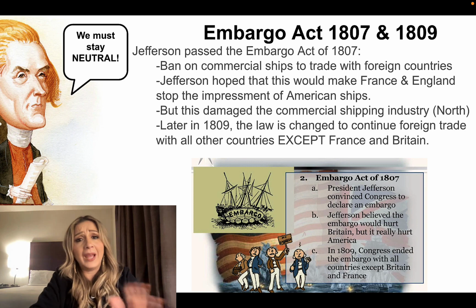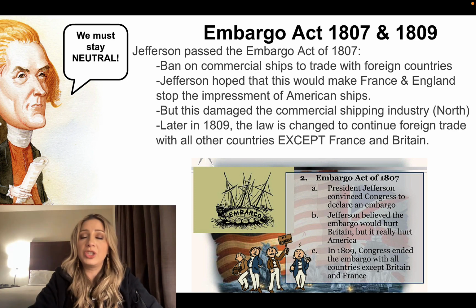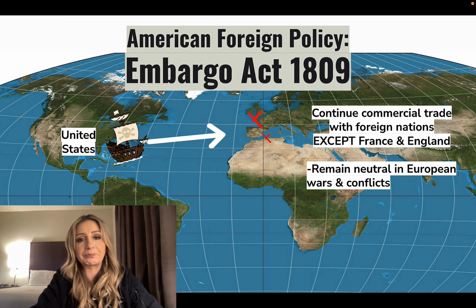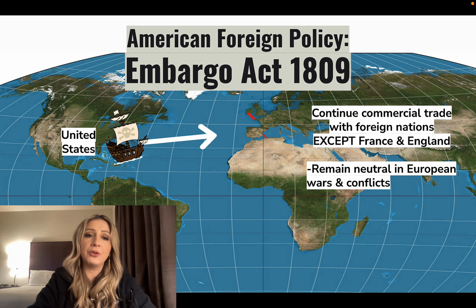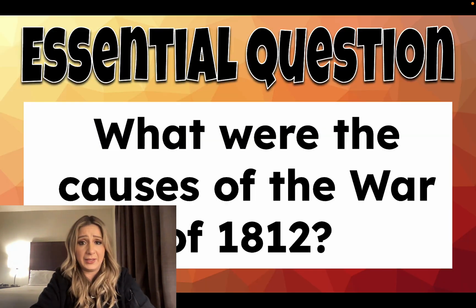This, of course, damaged the commercial shipping industry because that was their main job. Later, he changed it so that we were just not trading with France and Britain. And so those were ways that the presidents were trying to uphold and honor that Neutrality Proclamation. So here's another picture to showcase how the United States was not trading with France and Britain.